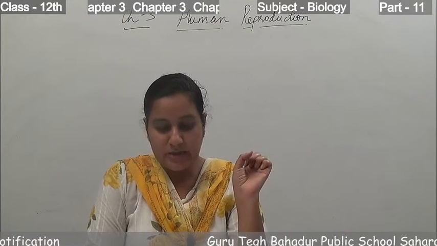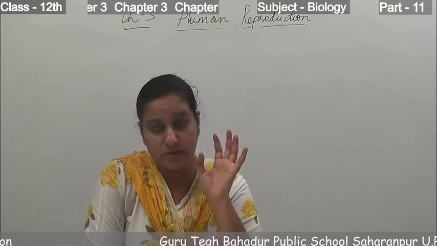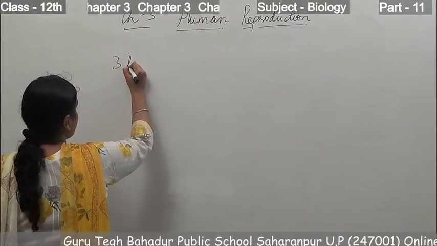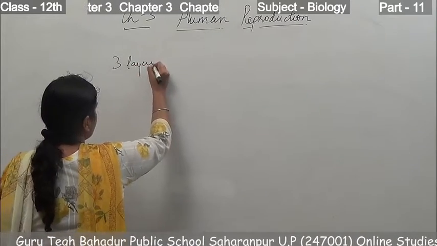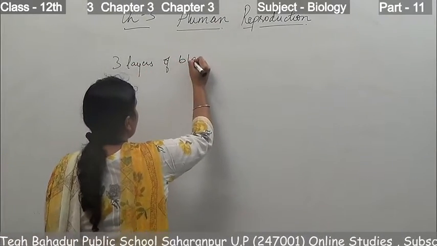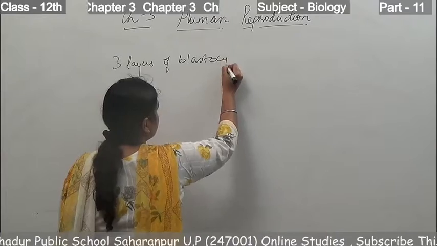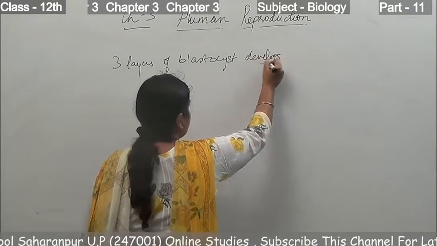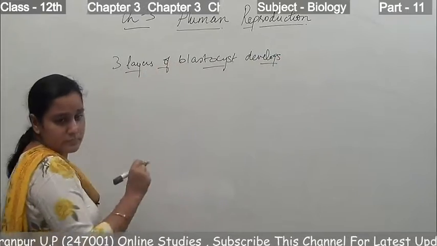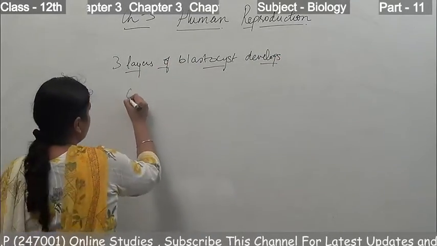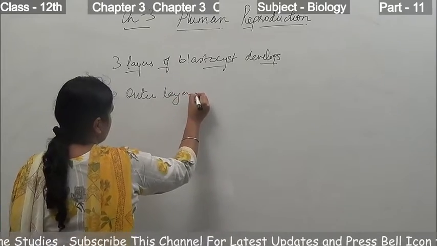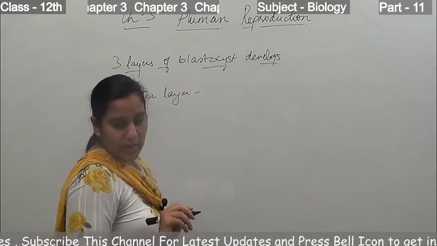Next, the inner cell mass of the blastocyst develops into 3 layers. The first one is the outer layer, that is ectoderm.